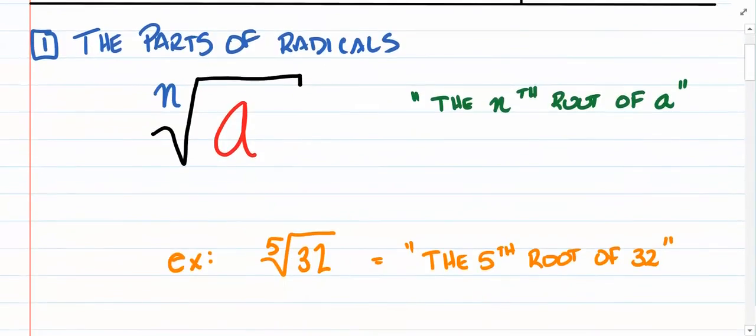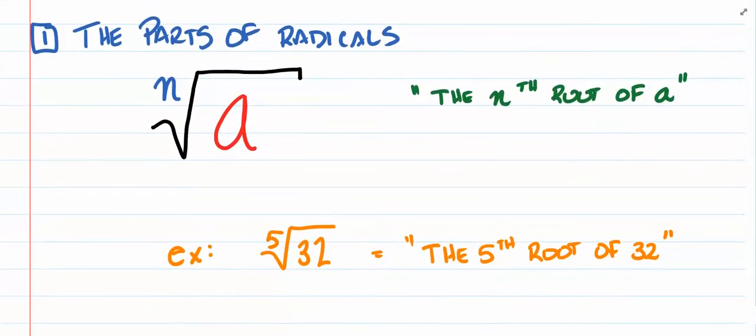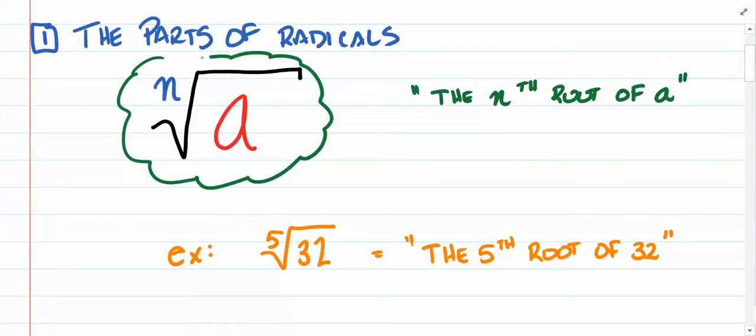The first idea I want to teach you is the parts of radicals. Now you may have seen this thing before, this thing that I'm putting in this green cloud for you here. But I want us to be able to do 2 things: 1, identify all the parts, and 2, be able to read it. So let's learn how to read this.